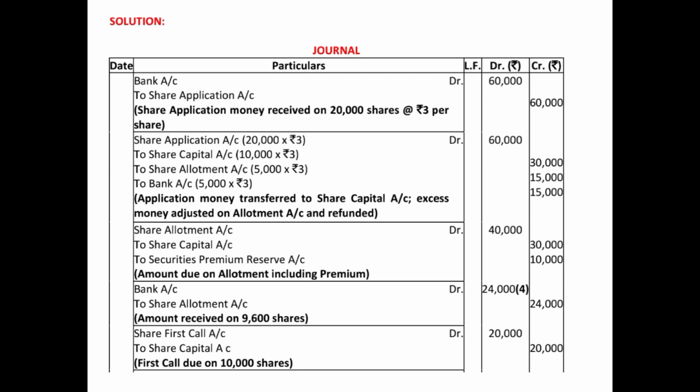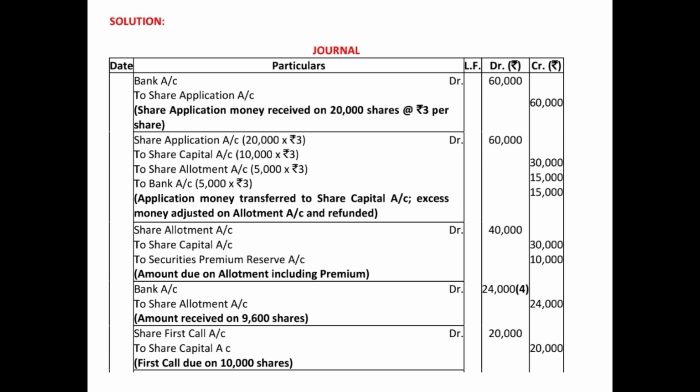So that means altogether we are calling 4 rupees. So share allotment account debited 4 rupees on 10,000 shares, that is 40,000, to share capital account excluding premium, that is 3 rupees on 10,000 shares, that is 30,000, to securities premium reserve account with the amount of premium, that is 1 rupee on 10,000 shares, that is 10,000. Now we have to pass the receiving entry of allotment.